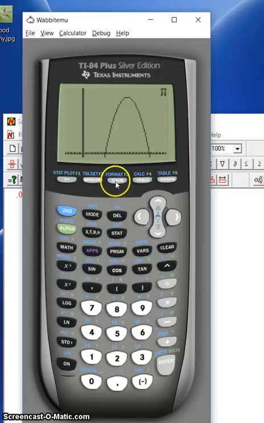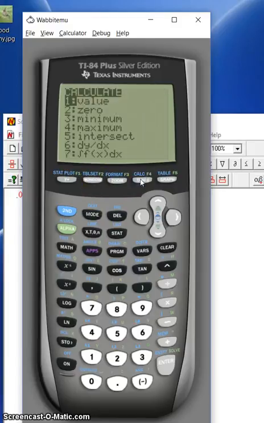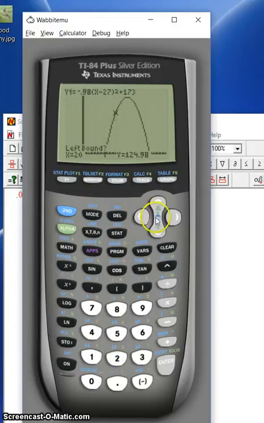So I go second, calculate. I want the zeros. And I need a left bound, so I need to get left of this dot over here. Enter. Right bound, I get right of that dot. There it is. I make a guess. Right there. 13.7, so probably 14 I would call it as one answer.